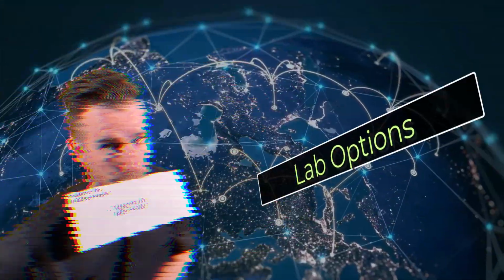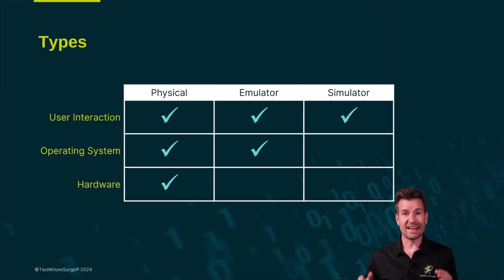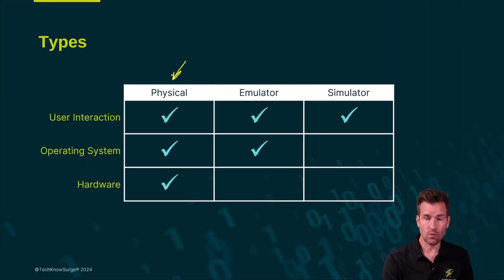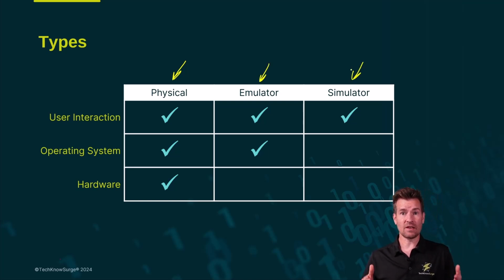But I did want to let you know there are some other options and some of the pros and cons of these other options. So let's just get into that first. First thing to understand is there are different option types. We have the physical equipment, or we could be working with an emulator, or we could be working with a simulator. And let me just give you an example.